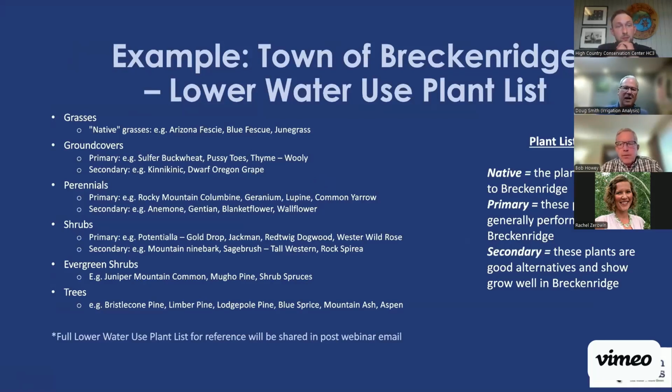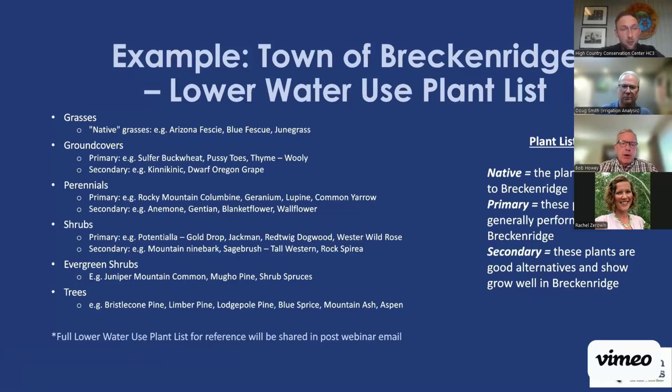All right, this is an example of the town of Breckenridge's plant list, and I'm going to turn this part over to Bob. He has a lot more experience with the plants and has done a lot of work with Breckenridge on this. So, Bob. Thanks, Doug. Yeah, so we worked with the town of Breckenridge and created a lower water use plant list, which you all will be able to access. As it says at the bottom there, that will be shared via post-webinar email. So if you're interested, you'll get it in your inbox.